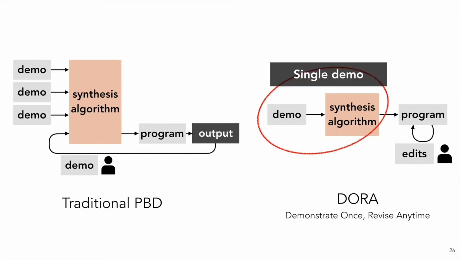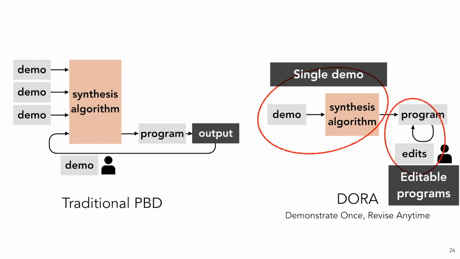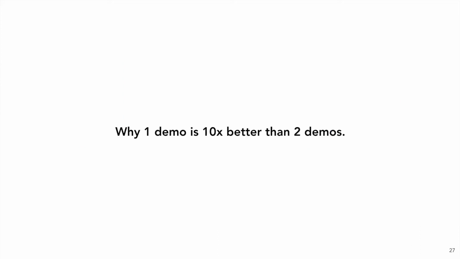And so this gets to the two main things that we actually needed based on the user feedback. So the fact that it needs to be a single demonstration and the fact that it needs to be an editable program, something that the user can directly manipulate. I want to briefly talk about why one demonstration really is 10 times better than 2 demonstrations. So we already talked about the fact that it makes users happy and successful. So that's a key part of it.